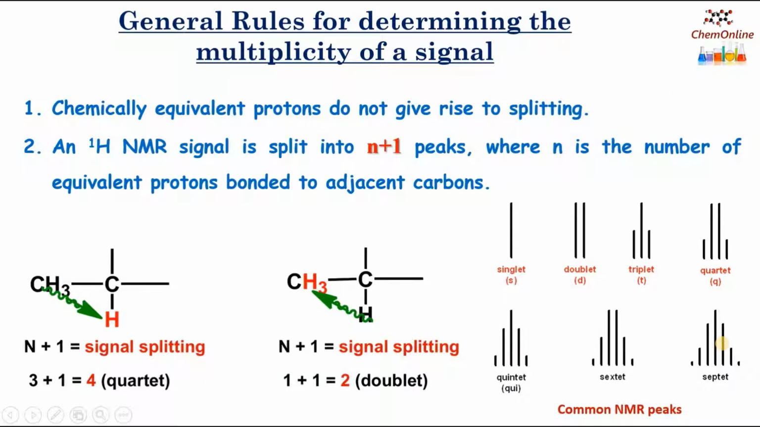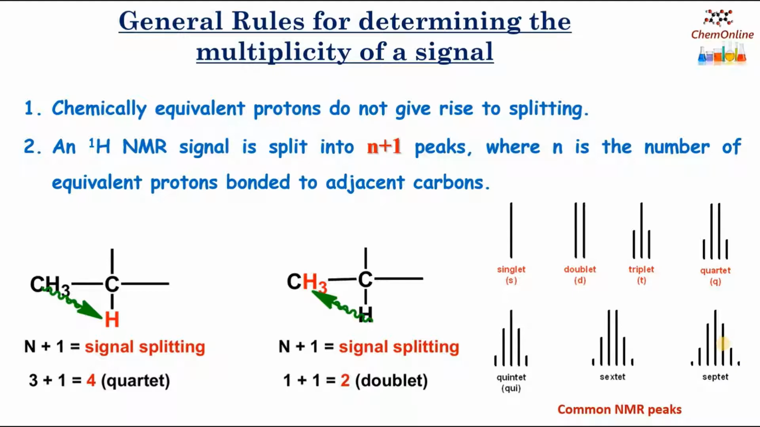So we have seen that spin-spin coupling causes the splitting of lines in the NMR spectrum into multiplets or different number of lines. And the number of multiplets or number of lines in a group will depend on the number of protons in the adjacent group. So based on that, we will see some general rules for determining the multiplicity of a signal.